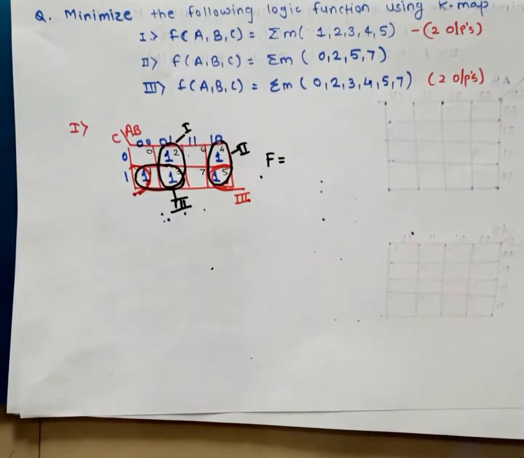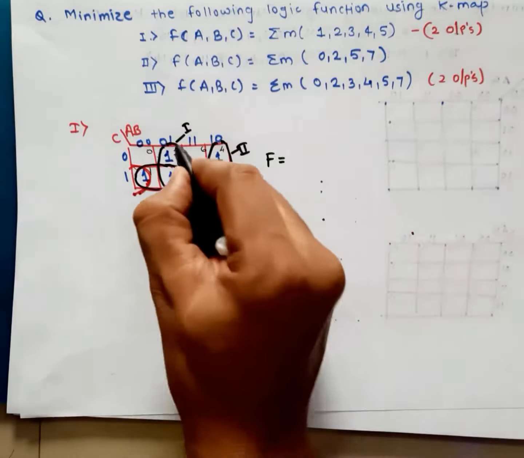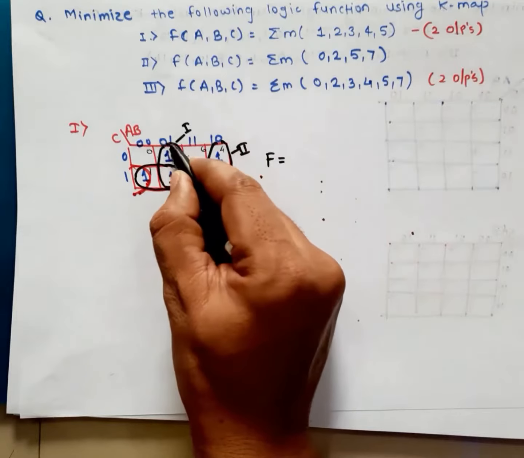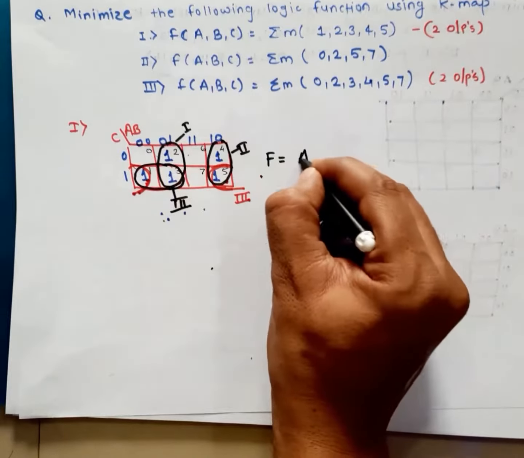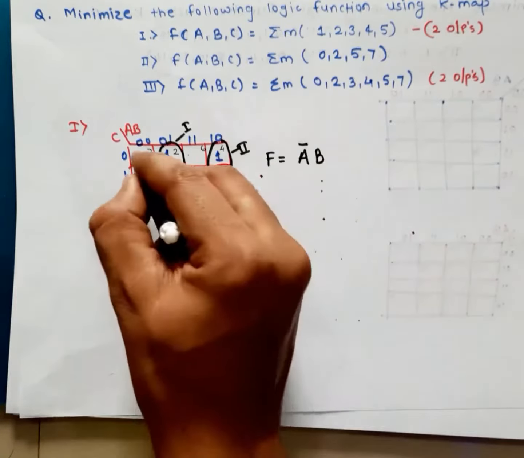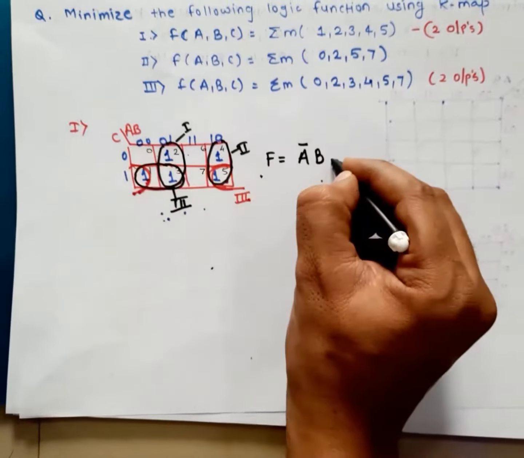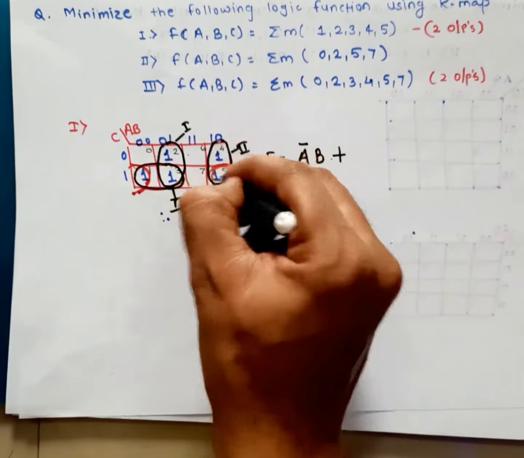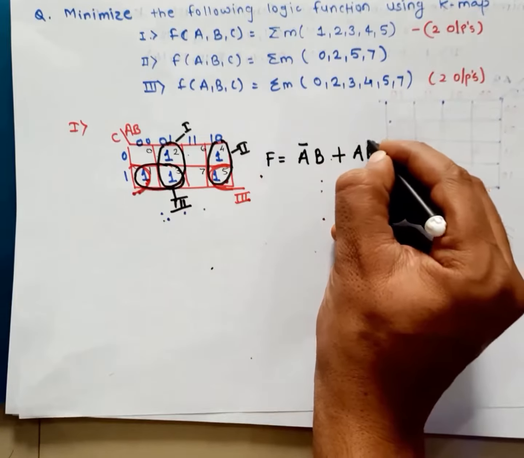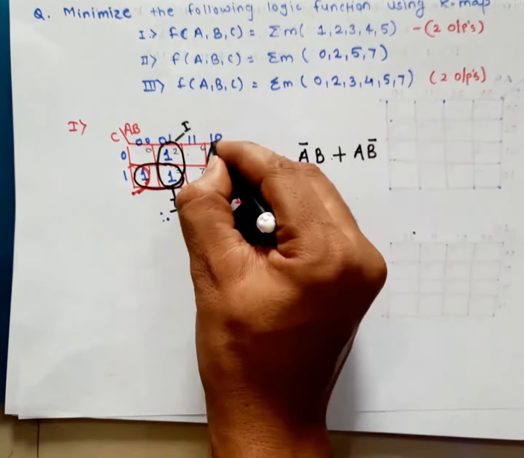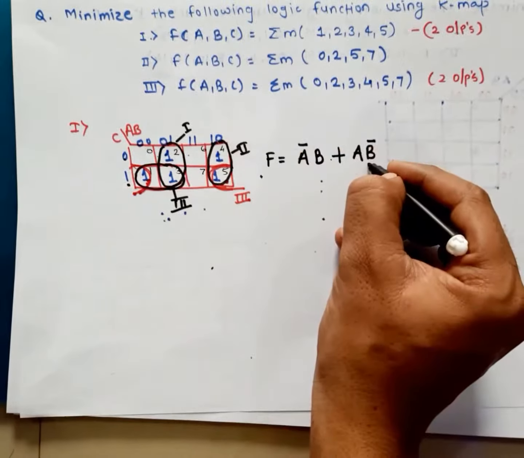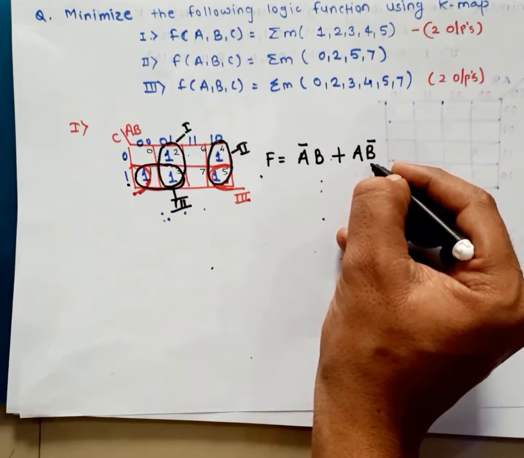So the final equation is, now consider the first one. The vertical group is there, the value of A and B is: A is 0, that's why A bar, B is 1, and the value of C is 0, 1, so it gets eliminated. Again a vertical group, the value of A is 1 and the value of B is 0 for these two cases, and the value of C is 0 and 1, so the C variable gets eliminated.